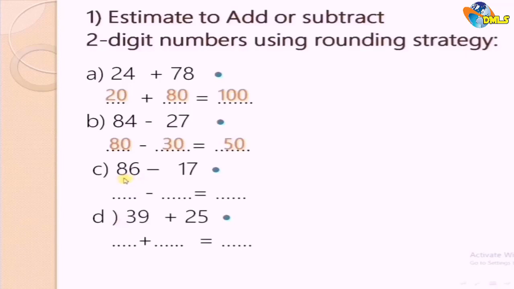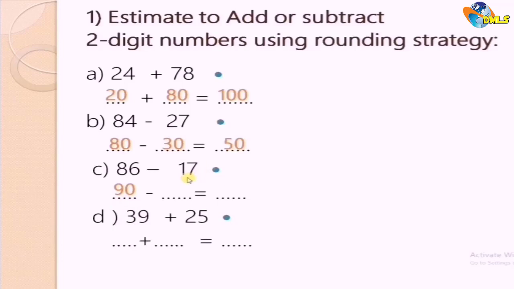Question C. 86 minus 17. Here I want to estimate a two-digit number, so of course I will look at the ones digit. 86. The ones digit is? Yes, the ones digit is 6. 6, weak or strong? Strong. So we will round up, and 86 after rounding up will be 90.